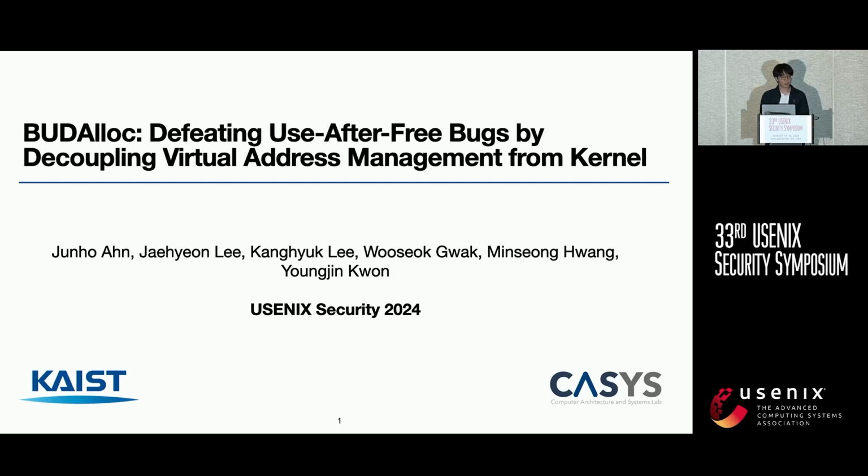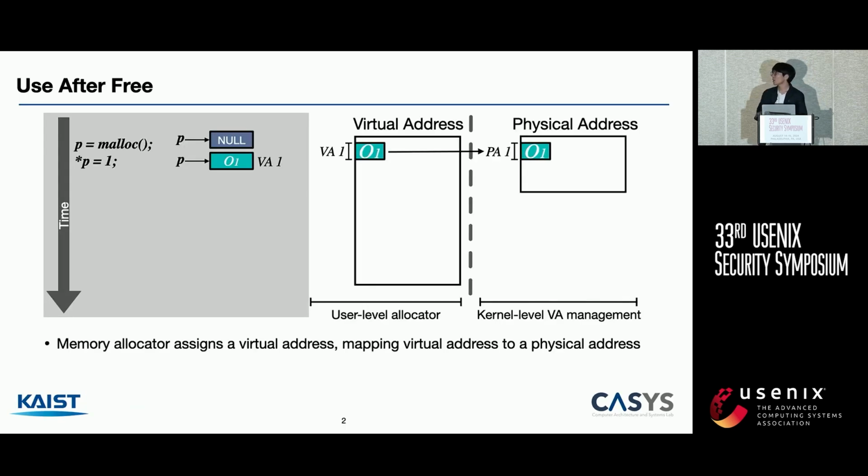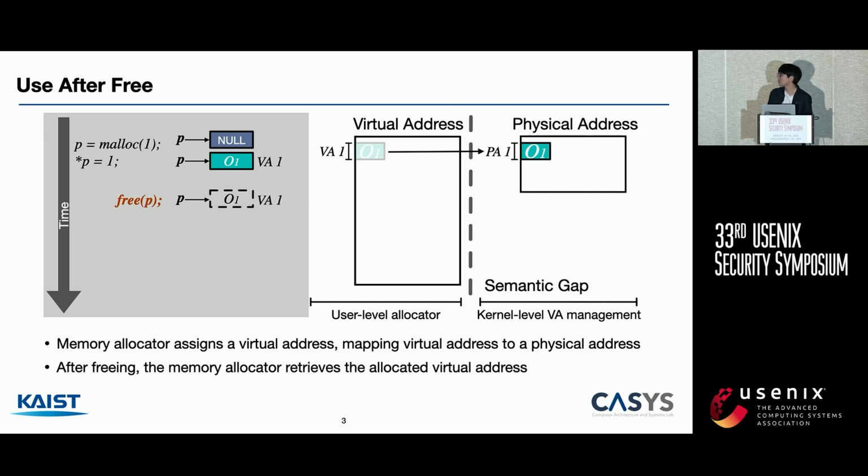Let's discuss BUDAlloc: defeating use-after-free bugs by decoupling virtual address management from the kernel. To ensure we are on the same page, let's quickly review the overall design concept of a use-after-free and one-time allocator. When we allocate memory, the memory allocator assigns the virtual address and maps the virtual address to a physical address. After freeing, the memory allocator retrieves the freed virtual address back to itself.